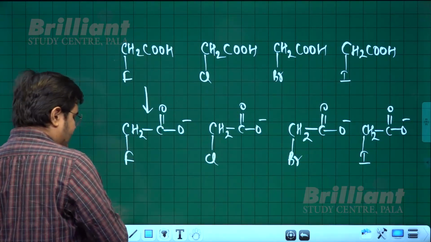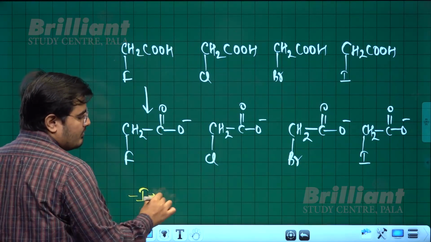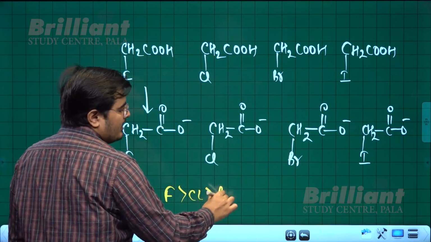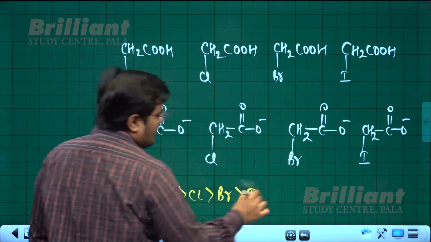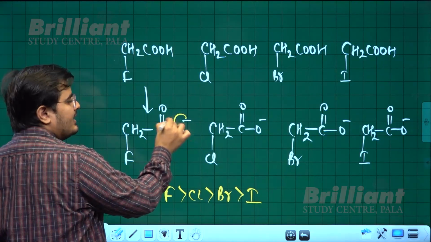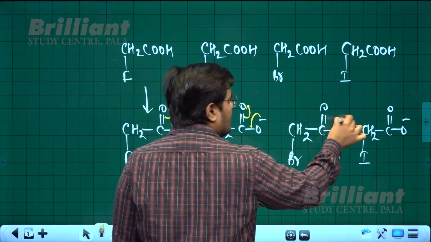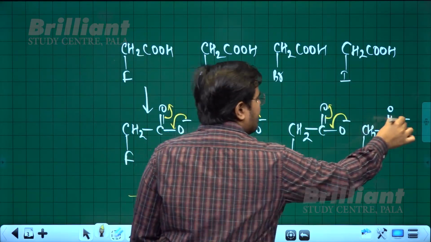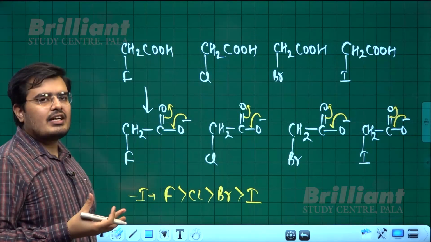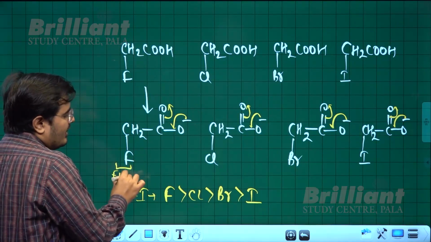So now in this case, I know the inductive effect order, or the minus I order, for halogens is: fluorine has the strongest minus I, then chlorine, then bromine, and then iodine. If you notice one thing, that carboxylate anion in all the cases is resonance stabilized. So that resonance stabilization is present in all of these acids. The other additional factor that we have is stabilization provided by an electron withdrawing group.